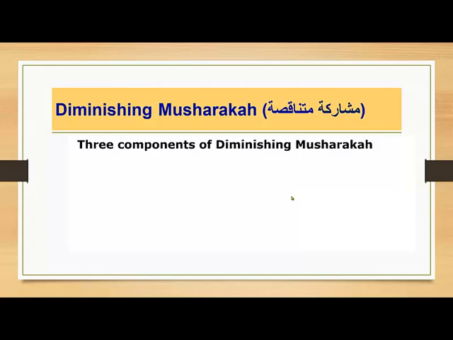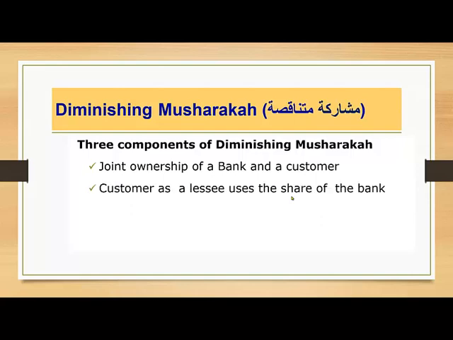So here in diminishing musharakah, there are three components. Let's have a look at them. The first one is the joint ownership of a bank and a customer. The second one is the customer as a lessee using the share of the bank. As I have mentioned in my previous discussion, whenever a property is purchased jointly by the customer and the bank, since the customer share is less and the bank share is more, the customer would be using the share of the bank in that property. So the customer will have to pay rent for the bank share which the customer is using.